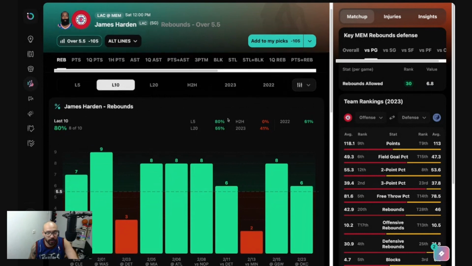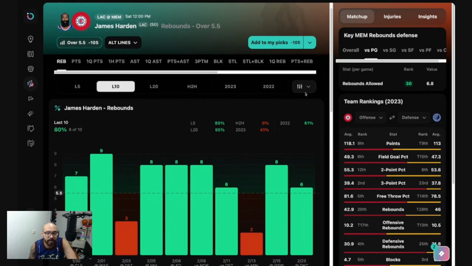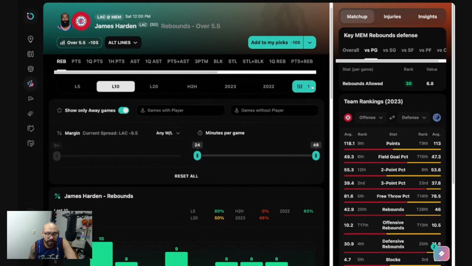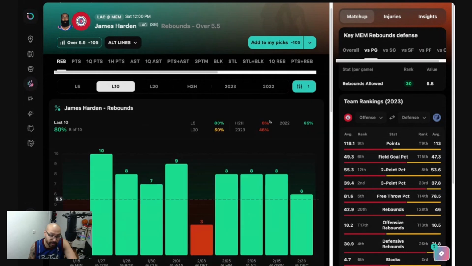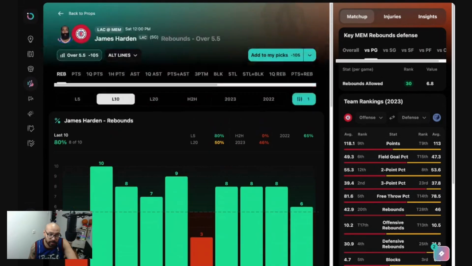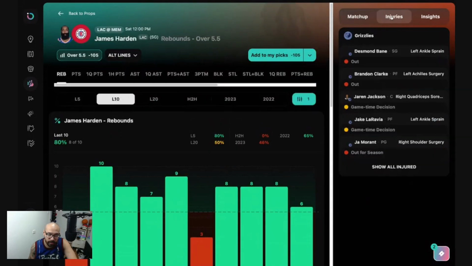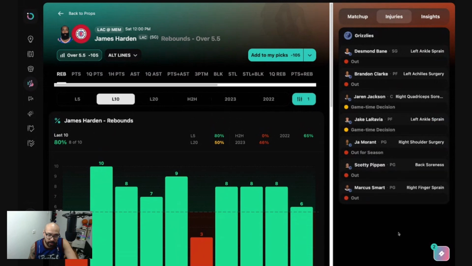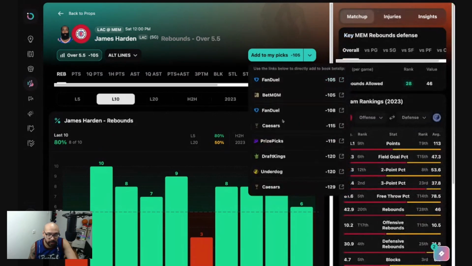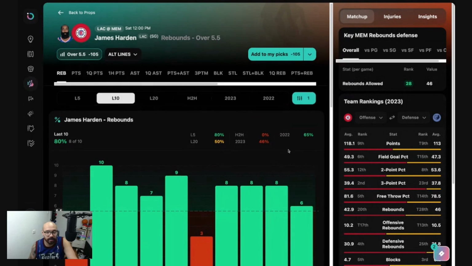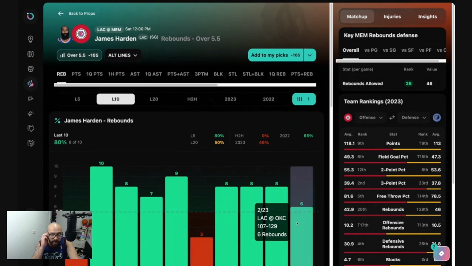So that's all positive. This is a road game for the Clippers. So let's have a look at James Harden's last 10 road games. He's covered this in 8 of his last 10 road games. So he doesn't mind getting some rebounds when he's on the road. As we saw looking through the injuries, there's nobody missing for the LA Clippers. He was on a back-to-back as well, but he didn't play much of the last quarter given the blowout.